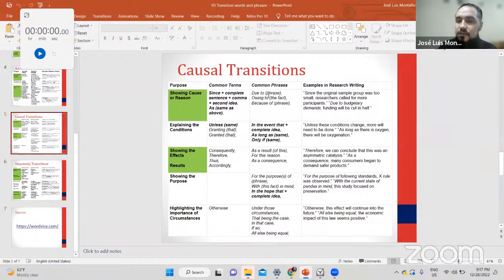You have due to, owing to, because of, right? They are going to be synonyms in this case. Over here, as a result, for these reasons, as a consequence, they are going to be synonyms in that case. Now, to decide which one to use between cause and effect, it only depends on you. If you want to put emphasis on the cause, you use these terms or phrases. If you want to put emphasis over here, you use that one.